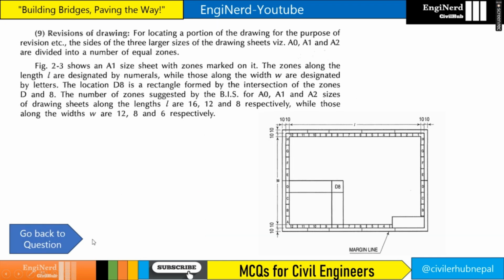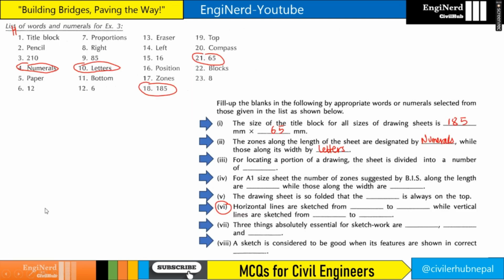Let's see. For locating a portion of the drawing for the purpose of revision, etc., the three larger sides of the drawing sheet, A0, A1 and A2, are divided into a number of equal zones. So what can be our answer? Is there any zones here in the list? Let's see. Can we find zones? Okay, here is the zone.